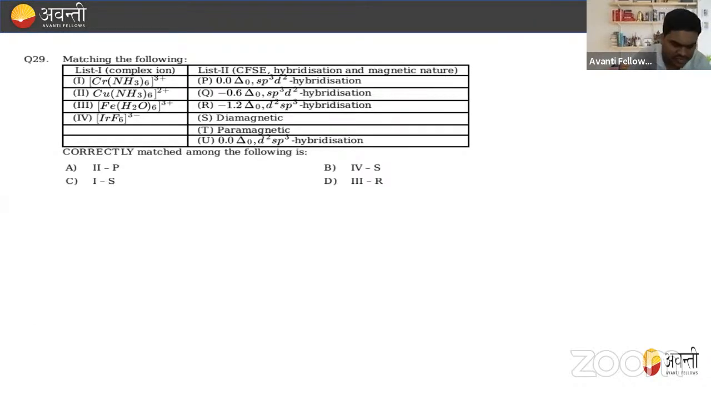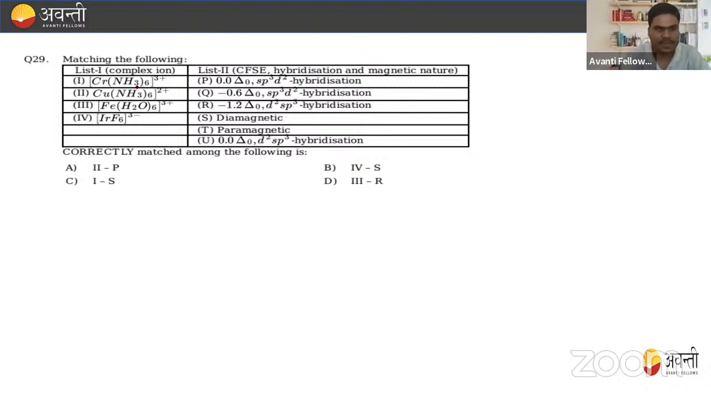Now move to the next question, that is question 29. So what does question 29 basically ask from you? In this question, you have to identify the following. The question is all about matching list one with list two. You have to match list one with list two.